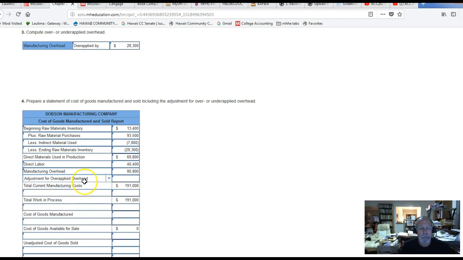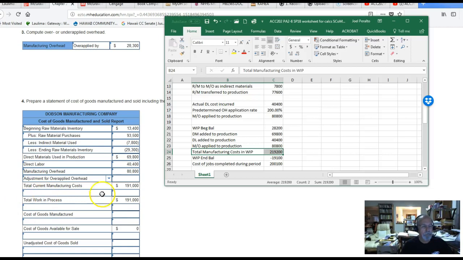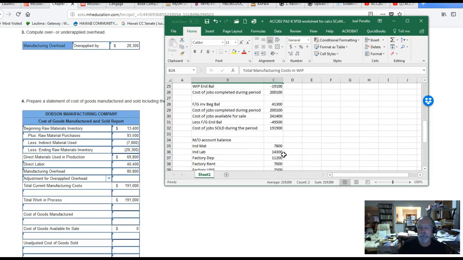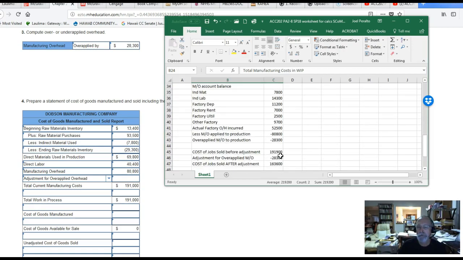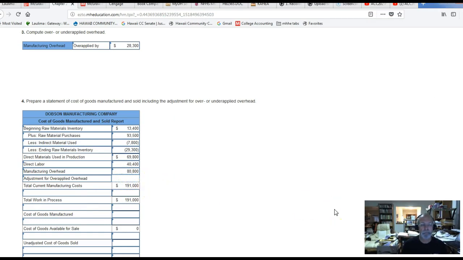for over applied overhead. And if we recall, from our calculation here, over applied manufacturing overhead, the amount was 28.3. Let's try punching that in. And that shows our total manufacturing costs as 160.27.